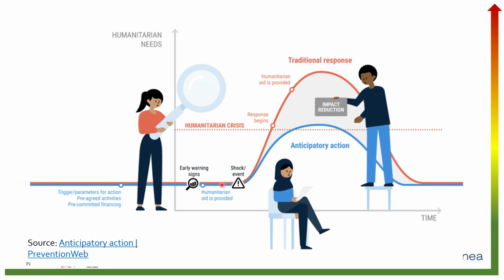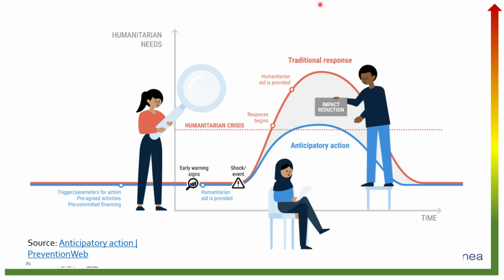The red line is showing the traditional response, and as we can see, after the shock event, there is a very large spike in humanitarian needs. We enter the humanitarian crisis zone. Humanitarian aid is provided after the shock, and it takes longer to recover, and we are in the humanitarian crisis zone for a lot longer compared to anticipatory action.